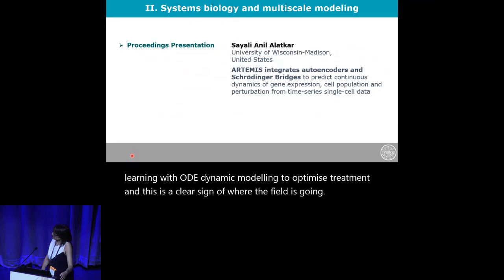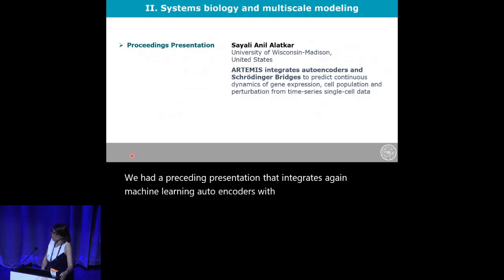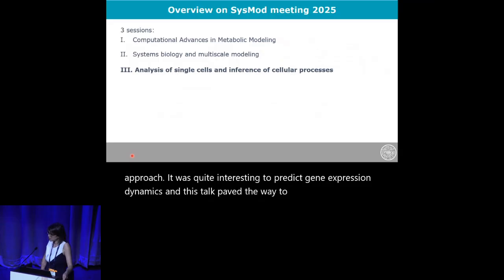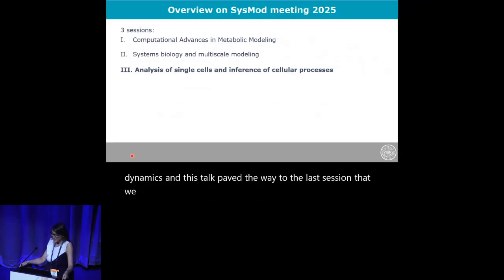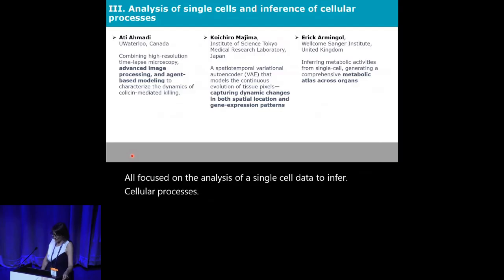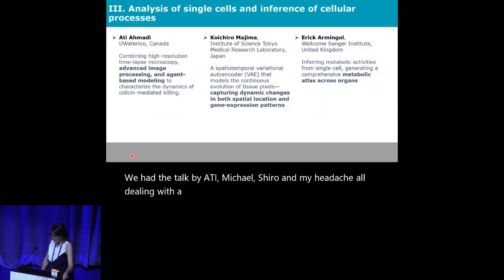We had a proceeding presentation that integrates, again, machine learning autoencoders with the Schrödinger bridges approach. It was quite interesting to predict gene expression dynamics. And this talk paved the way to the last session that we just heard, that is all focused on the analysis of single-cell data to infer cellular processes. We had the talks by Ati, by Koishiro, and by Eric, all dealing with single-cell data, either RNA sequencing or image-based single-cell data.